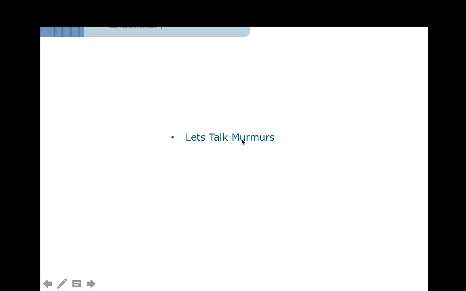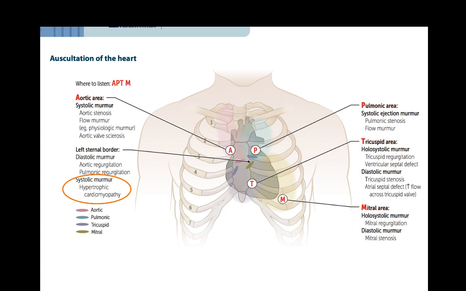So let's talk about murmurs. But before we talk, we got to know where the murmurs are. So the aortic area primarily would be described as second intercostal space on the right. That's the only one they'll talk to you that's on the right side. Pulmonic area, which would be second intercostal space on the left. And then tricuspid, which would be either the fourth or fifth intercostal space, as they'll describe it, or mitral area, which would be the apex area.